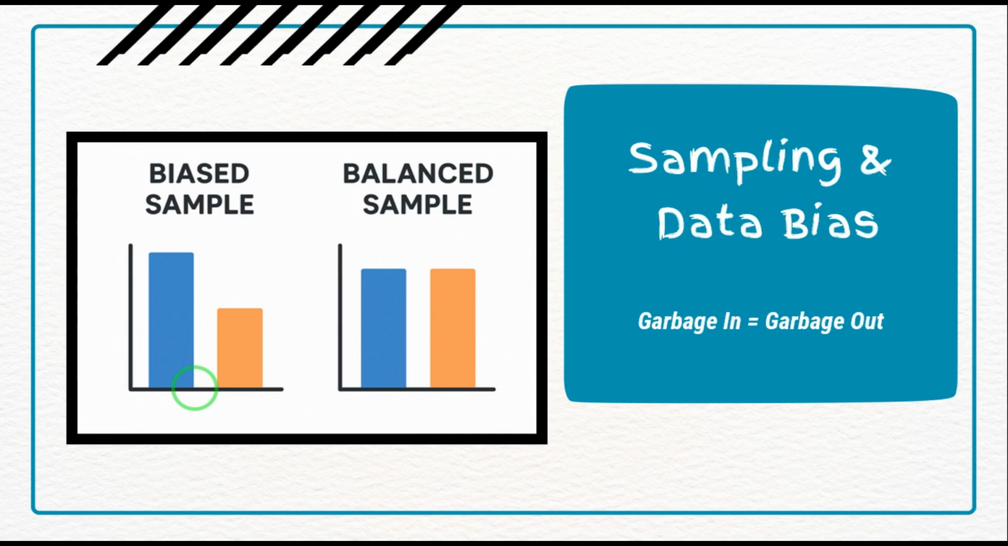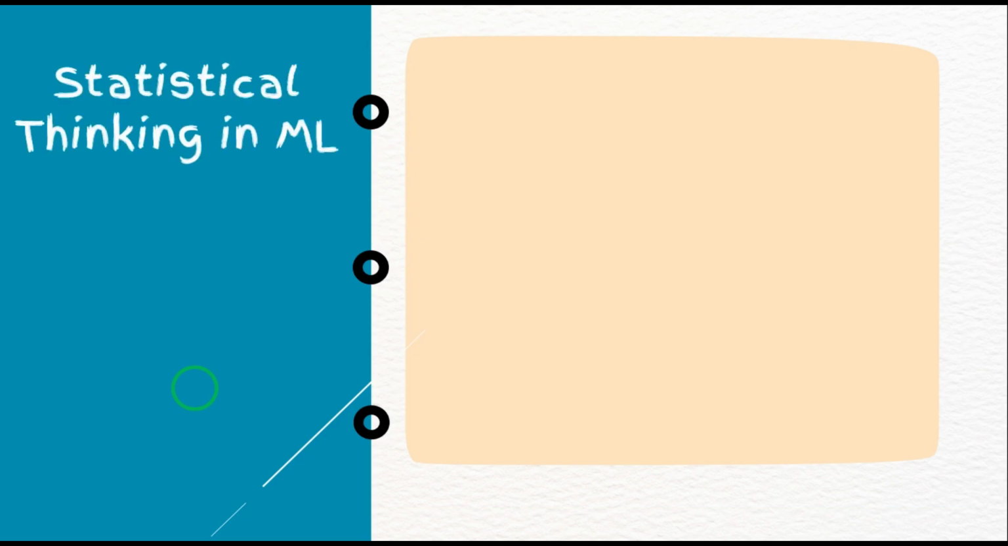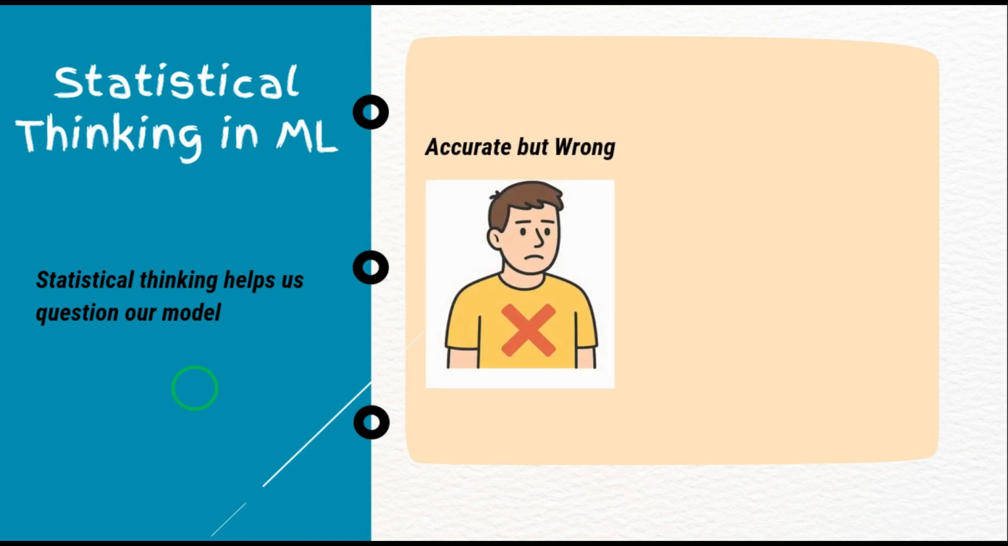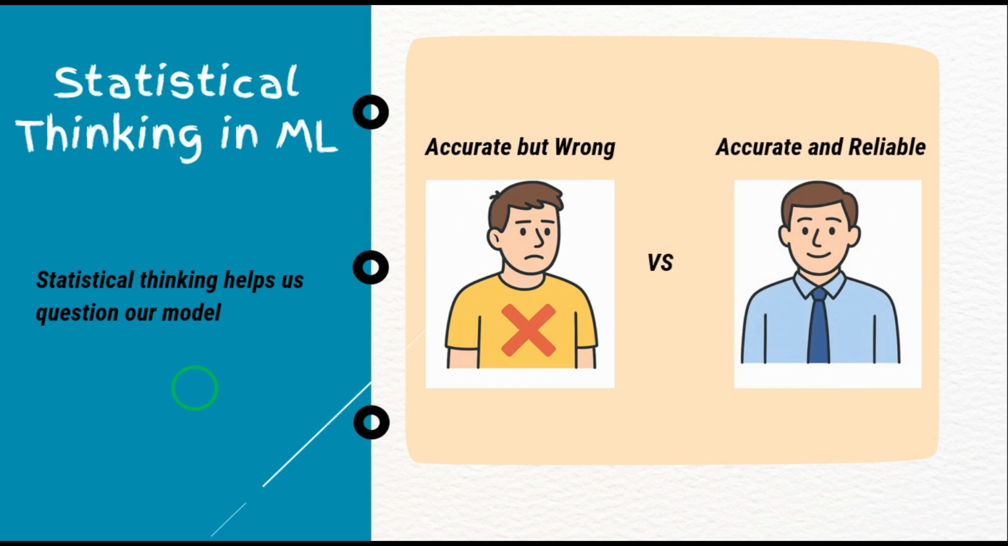So, how do statisticians think differently from data scientists who just run code? Statistical thinking is about questioning your results. You don't just look at accuracy, you ask, is this result significant or just random? Am I mistaking correlation for causation? Or is my model too perfect, maybe overfitting? This mindset turns you from a model user into a data thinker. And that's what separates a good machine learning engineer from a great one.